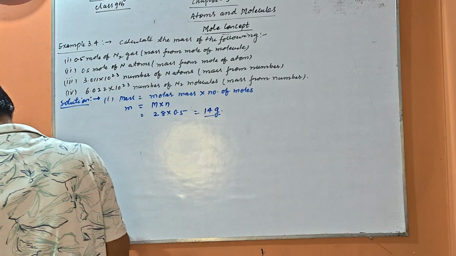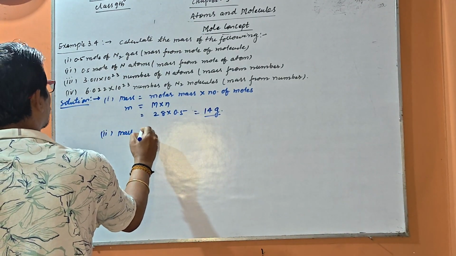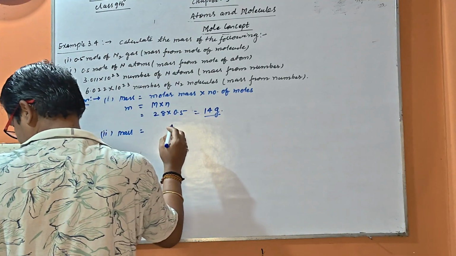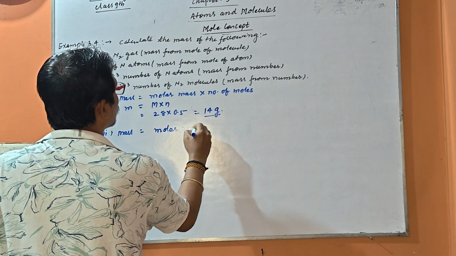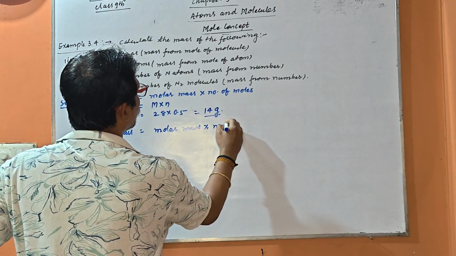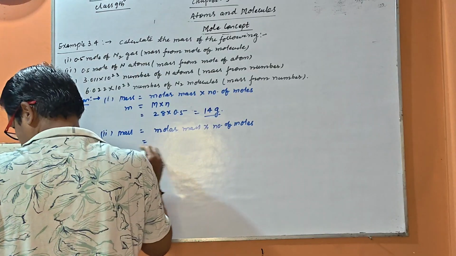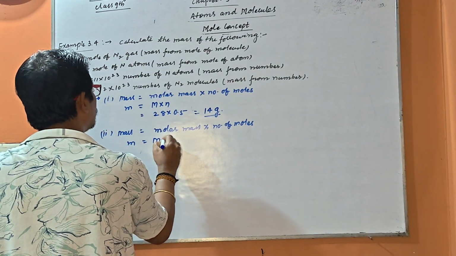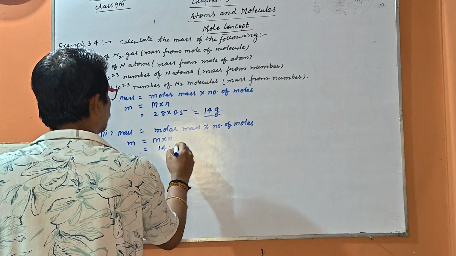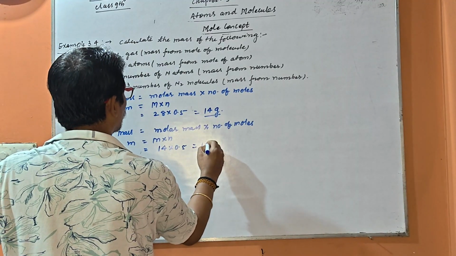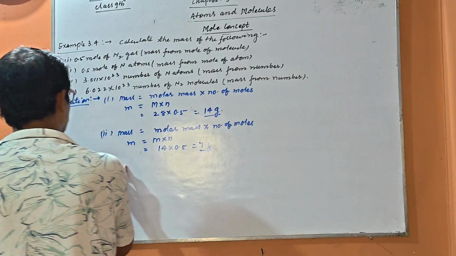14 gram is your answer. Second, mass is equal to molar mass into number of moles. m is equal to M into n, which is 14 into 0.5, is equal to 7 gram. 7 gram is your answer.